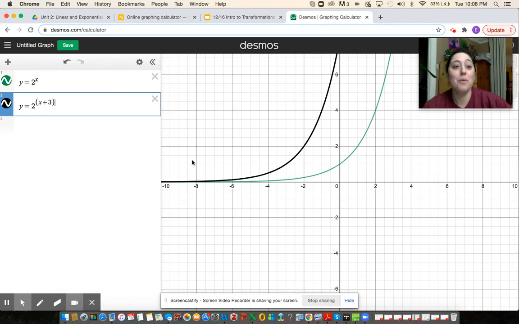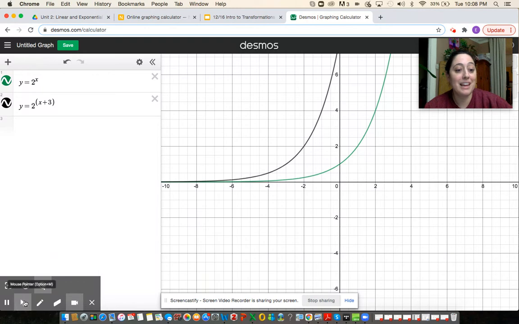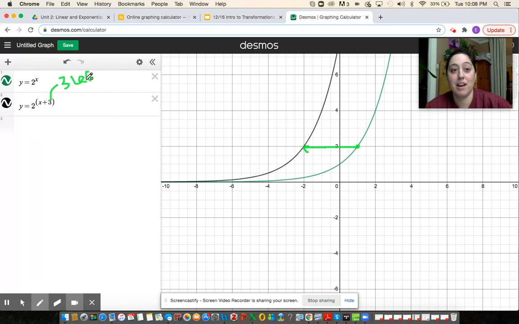Okay, so see that this green is the parent function. So I can pick any point on this green and I can move over 1, 2, 3 to the left. So this moves it 3 to the left. All right, again, it's different than what you would think. Okay, now let me go back in here.